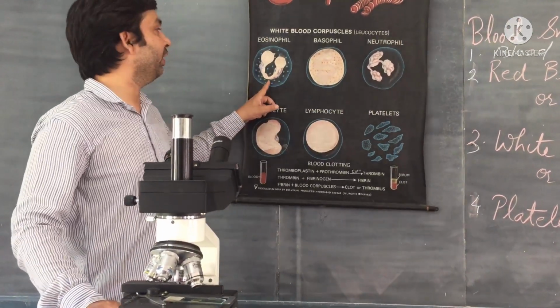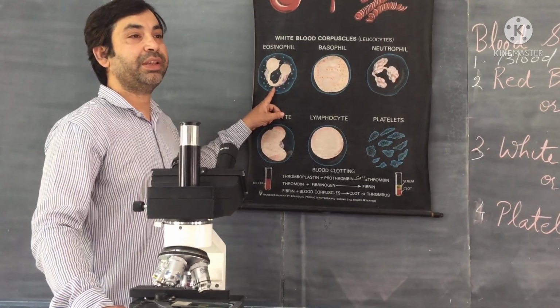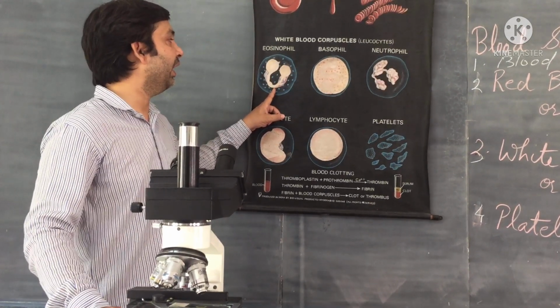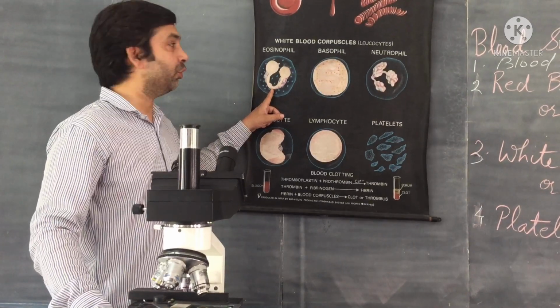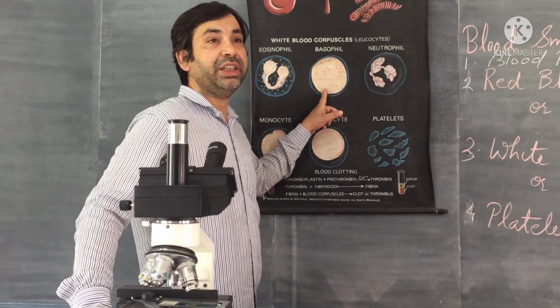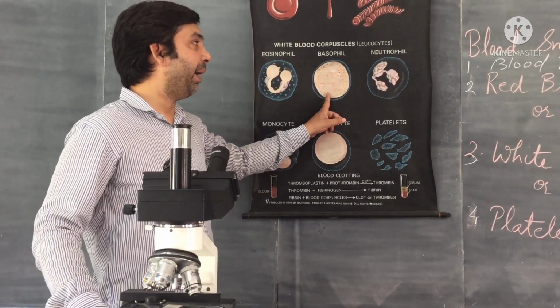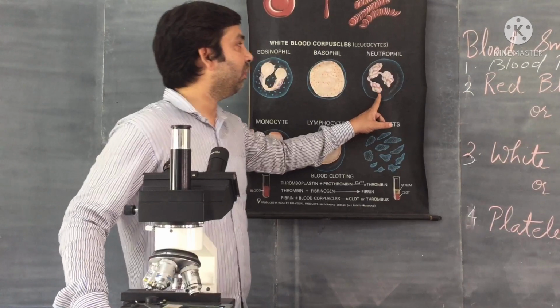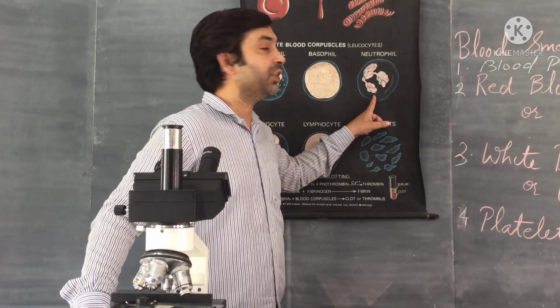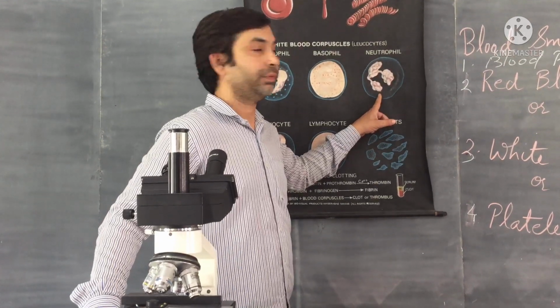Number one, eosinophils. Eosinophils respond to allergy. When some antigens enter your body, eosinophils respond. Second, the basophils. The basophils release histamine, serotonin and heparin. Third one is neutrophil, which has a multilobed nucleus and is phagocytic in nature.